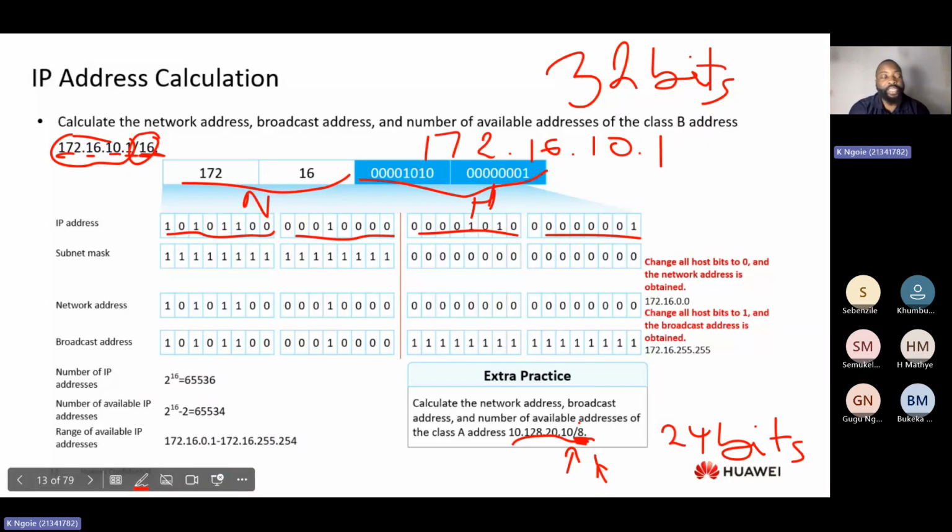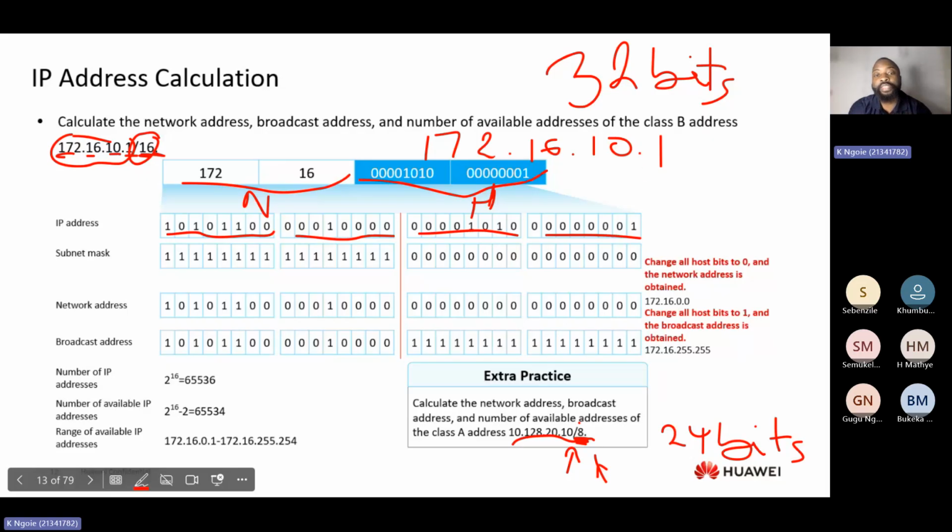Guys, remember what we said yesterday. To get the subnet mask, what we do is we set every value of the network to 1, and every value of the host, we set it to 0. That is how you create a subnet. Do you get it, guys?